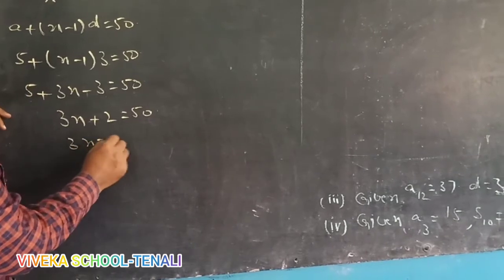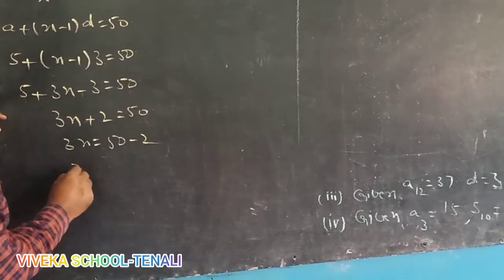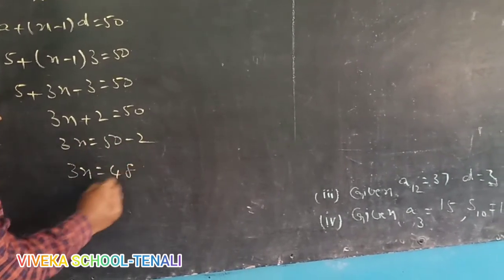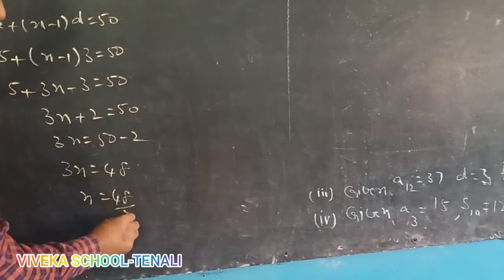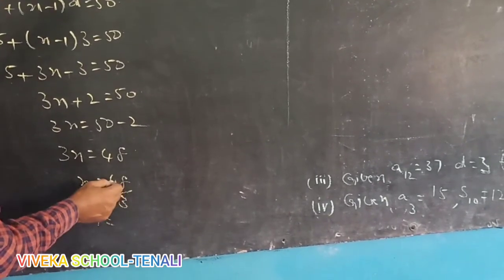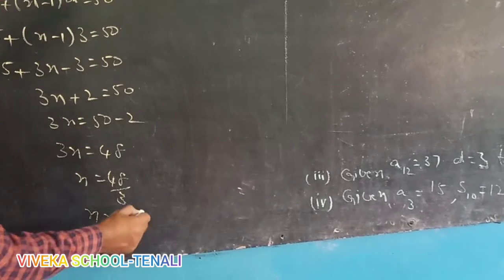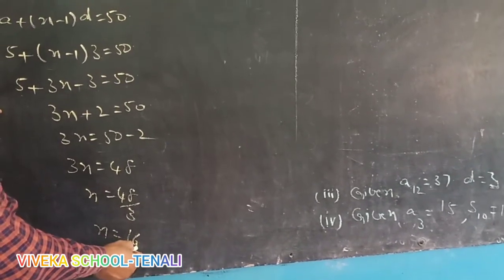So 3n is equal to 50 minus 2. 3n is equal to 48. n is equal to 48 by 3. n is equal to 16. So n is equal to 16.